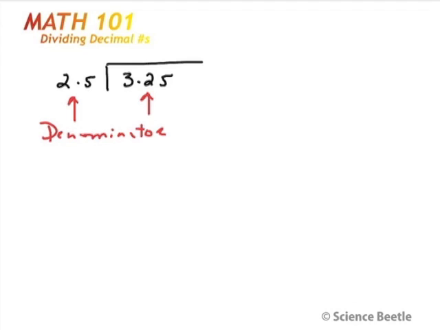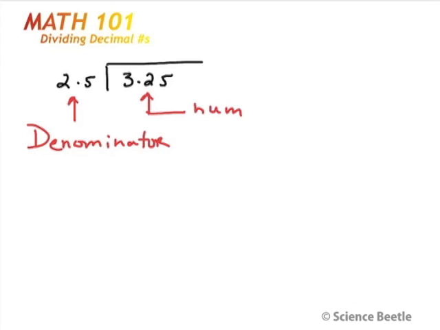It didn't come out very good, so let me try rewriting that word again. This is called the denominator. The 3.25 in this instance is going to be another term, and this term we call the numerator.